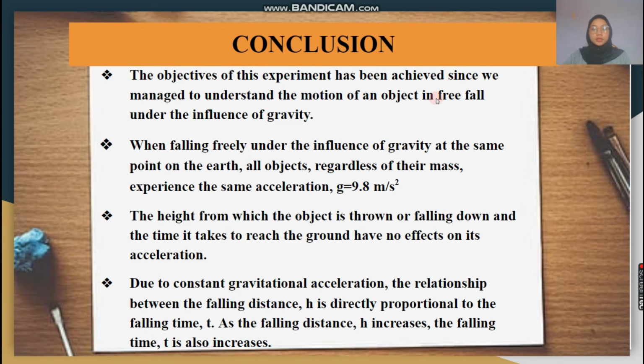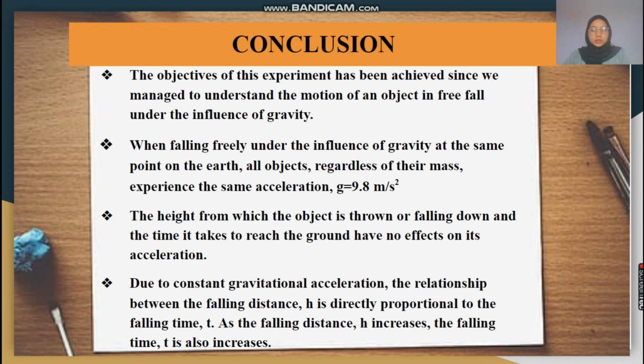So for the conclusion, the objective of this experiment has been achieved since we managed to understand the motion of an object in free fall under the influence of gravity. When falling freely under the influence of gravity at the same point on the Earth, all objects, regardless of their mass, experience the same acceleration, which is g equal to 9.8 meters per second squared. We can also conclude that the height from which the object is thrown or falls and the time taken to reach the ground have no effect on its acceleration.